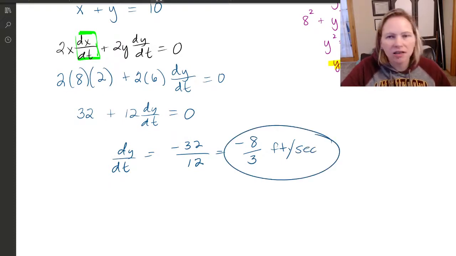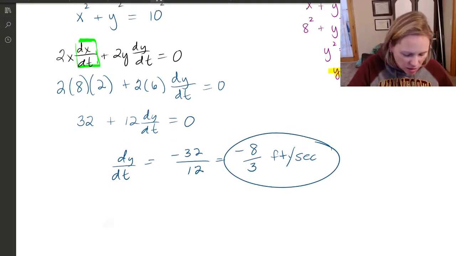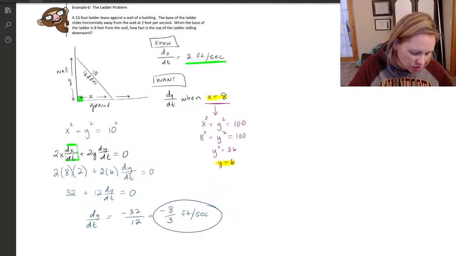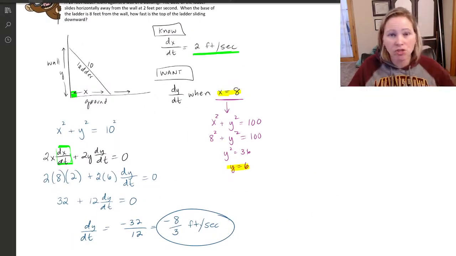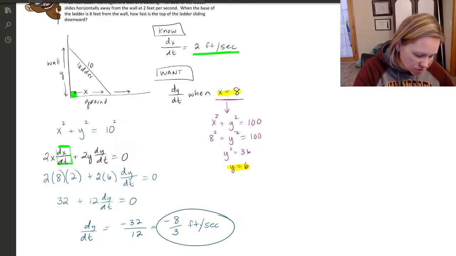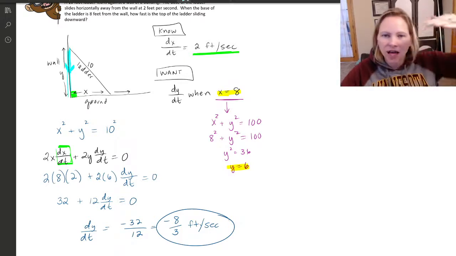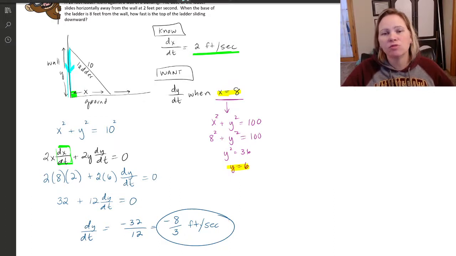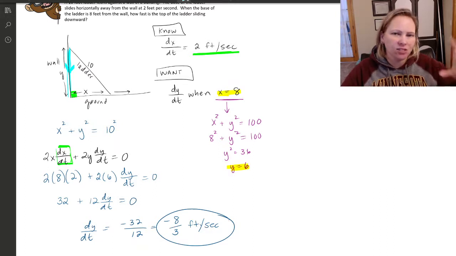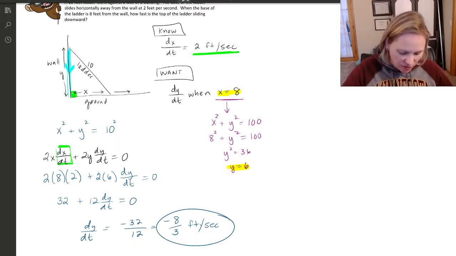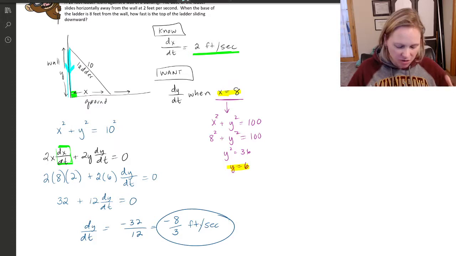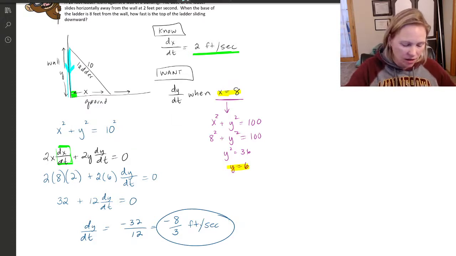And notice it's negative, which means in a problem like this, the value should be getting smaller. So if I go and look at my picture, I want to make sure that the answer I get makes sense. So I'm going to look right here at this. I want to know how fast this distance here is changing. And as the ladder falls down, it should be decreasing, which means our rate of change is going to be negative. A negative rate of change indicates a decreasing amount. So the fact that this is negative is reassuring and tells me that I've done my work and I'm more than likely going to be correct in my answer.